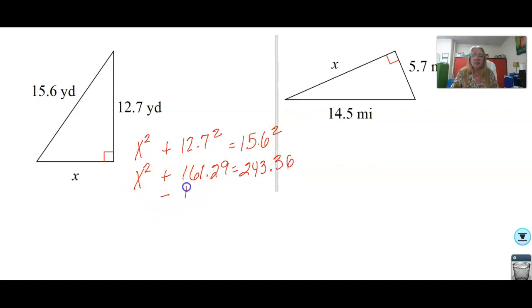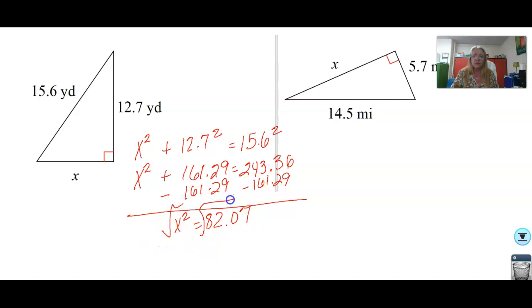Here's your extra step. You need to get x by itself. So we subtract 161.29 from both sides. That gives me x squared on the left and on the right. If I did make a mistake somewhere on the calculator, I apologize. That gives me 82.07. And remember, your last step is always to square root. So the square root of 82.07 is 9.05. 9.05 rounds to 9.1.